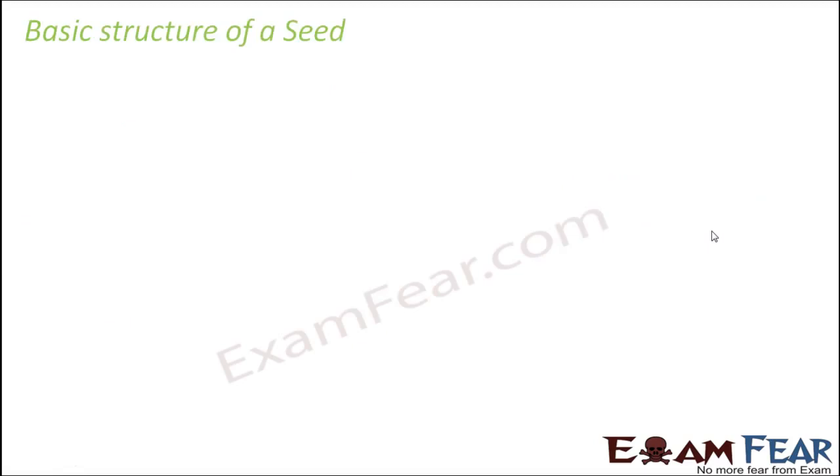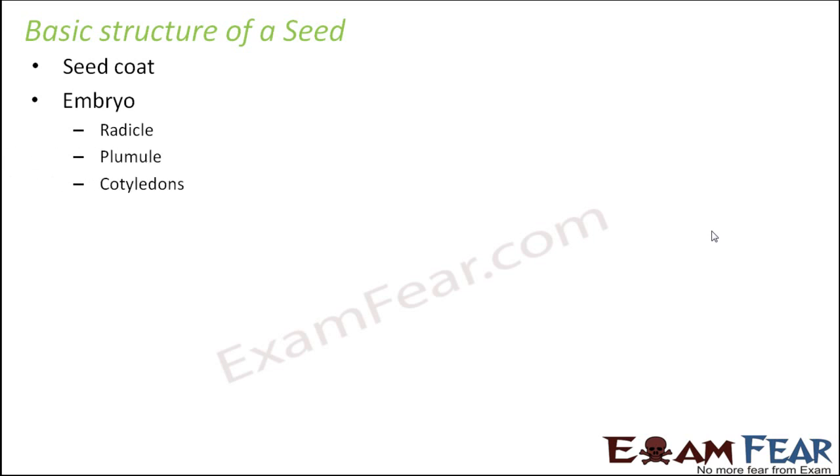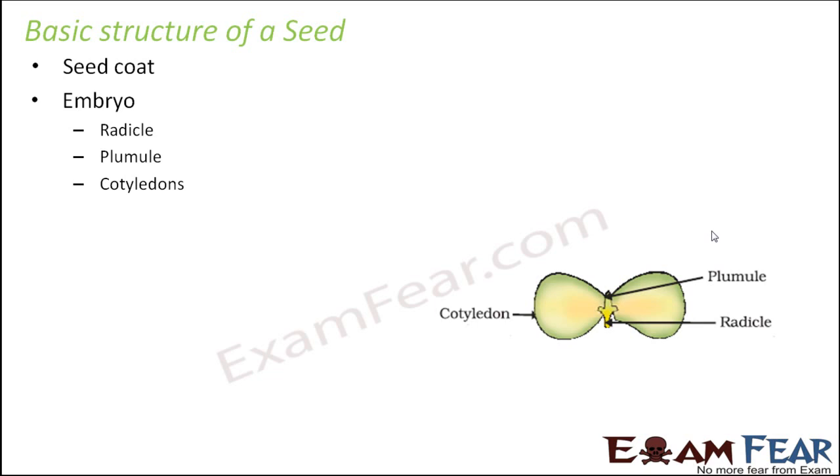Now let us look at the basic structure of a seed. What is the seed made up of? Seeds of different plants vary in shape, size, nature of the seed coat, number of seed leaves present, and quantity of the tissue present inside the seed. The main important parts of a seed are the seed coat and the embryo. Inside the embryo you have radicle, plumule, and cotyledons. So this is how a seed structure looks.